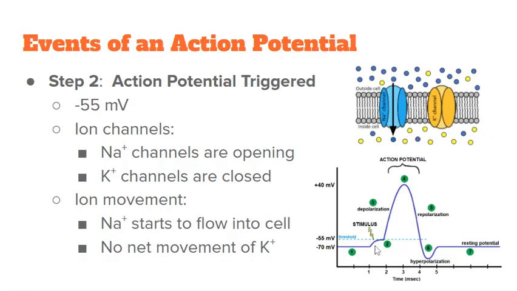Stage 2, that is where we've had some sort of stimulus happen, which opens the sodium channels. So they're starting to open. And if we get enough of that sodium to come in, we'll reach that threshold of negative 55. So for step 2, we're going to say this is the threshold sort of level, negative 55 millivolts. The cell has become a little bit more positive because those sodium channels are opening, and so sodium ions are starting to flow into the cell. Potassium channels, potassium ions, we're still not seeing anything happening there.